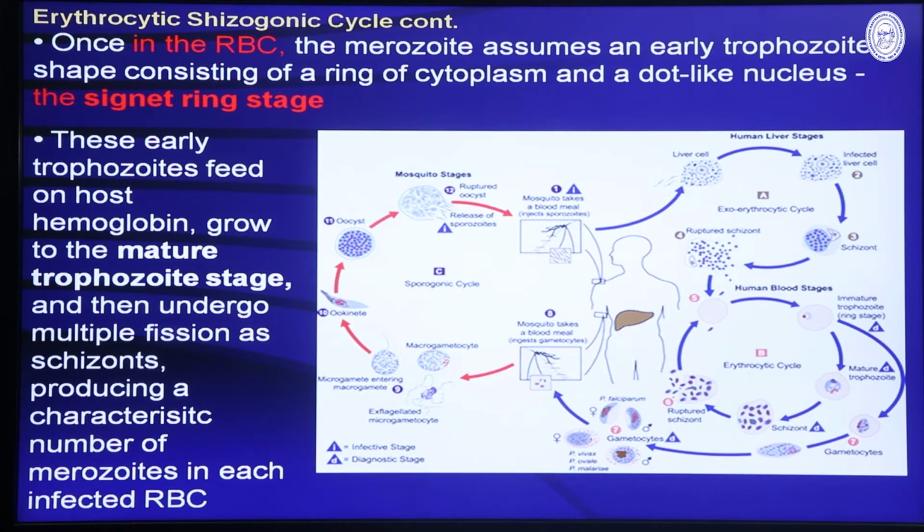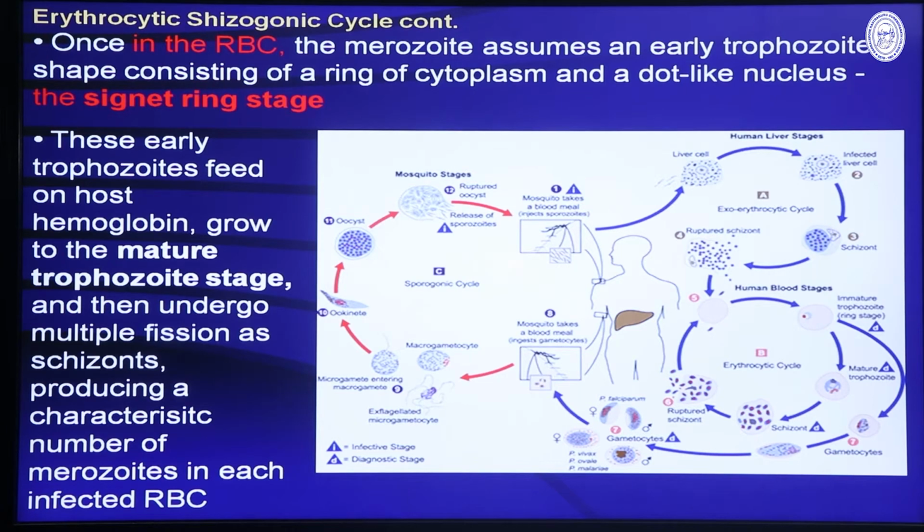Now each of these cycles has a definite time. In case of Plasmodium malariae, it is about 72 hours. In case of Plasmodium ovale, it is 48 hours. In case of Plasmodium falciparum, it is 48 hours, and in case of Plasmodium vivax, it is about 48 hours. So this time span is very much species specific.